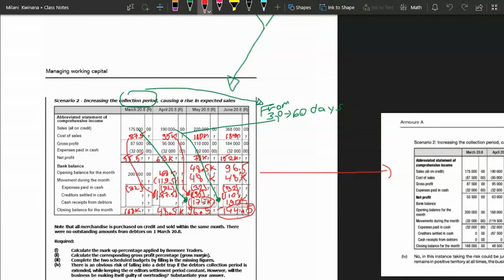Arrow for you? Oh. It's here. Do you see it? It's here. I'm making it bigger. No, look here. Milani, look here. Do you see what I'm doing here? See this arrow. From March, I skip April, I go to May.